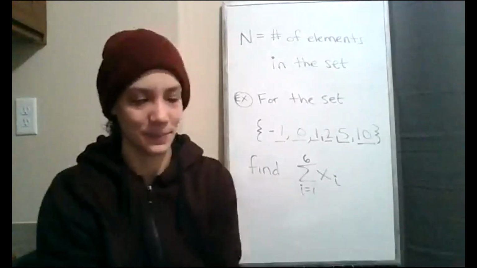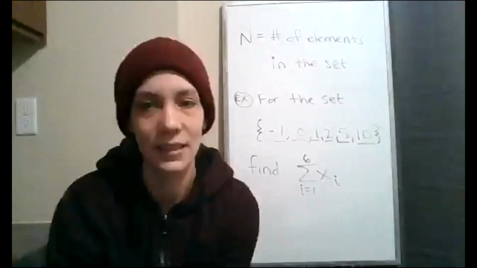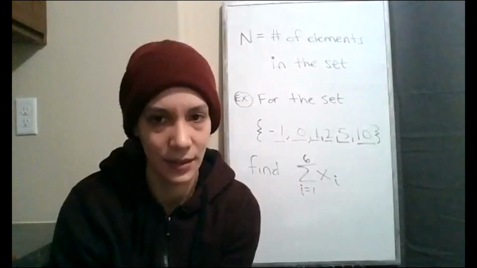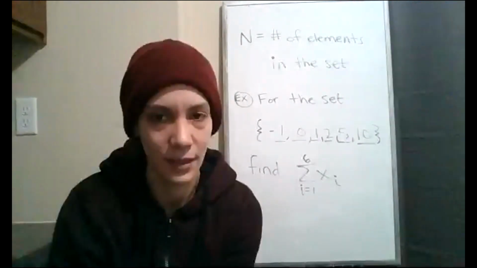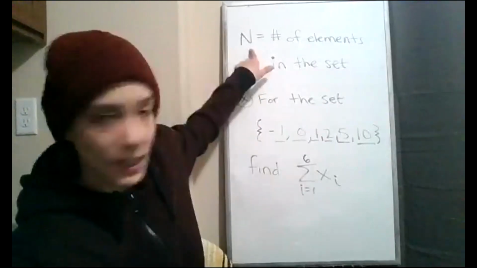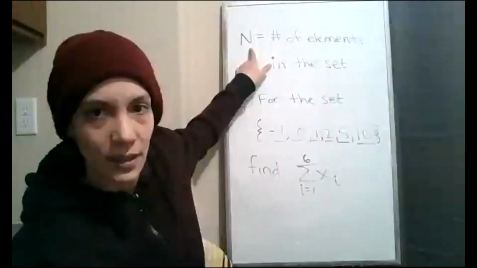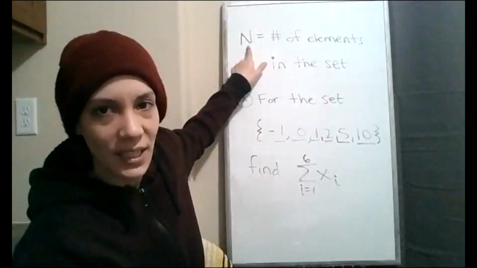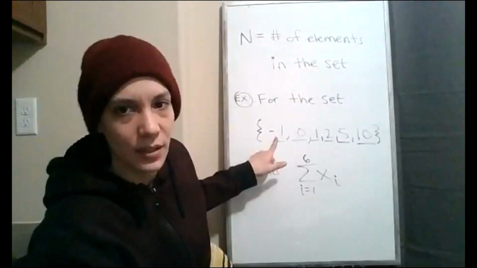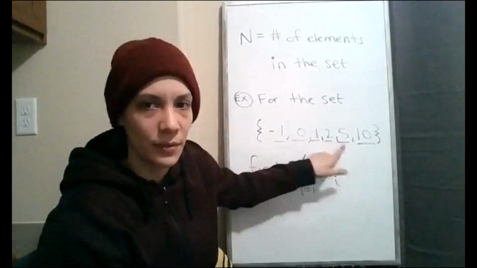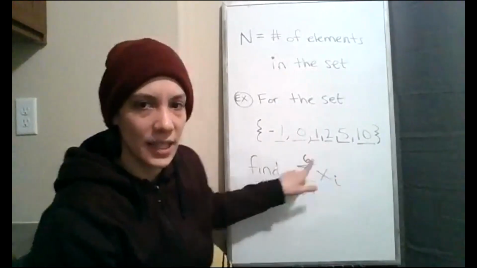I have a quick question. For the example where it's for the set, is capital N the number of elements in the set? Yeah, capital N is the number of elements that are in this set. Like this set has 1, 2, 3, 4, 5, 6. So that's the capital N.